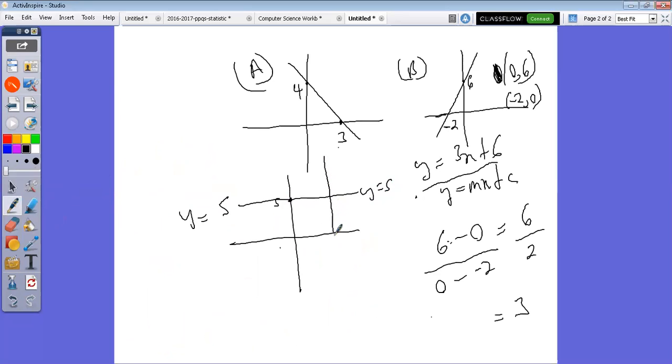Then x is equal to 5 is this line here. Make sense? Yes. Which means the x-axis is actually the line y is equal to 0. Clear? Yes. And this y-axis, what's not changing is the x value, which is always 0. It's actually x is equal to 0. Make sense? Yes.